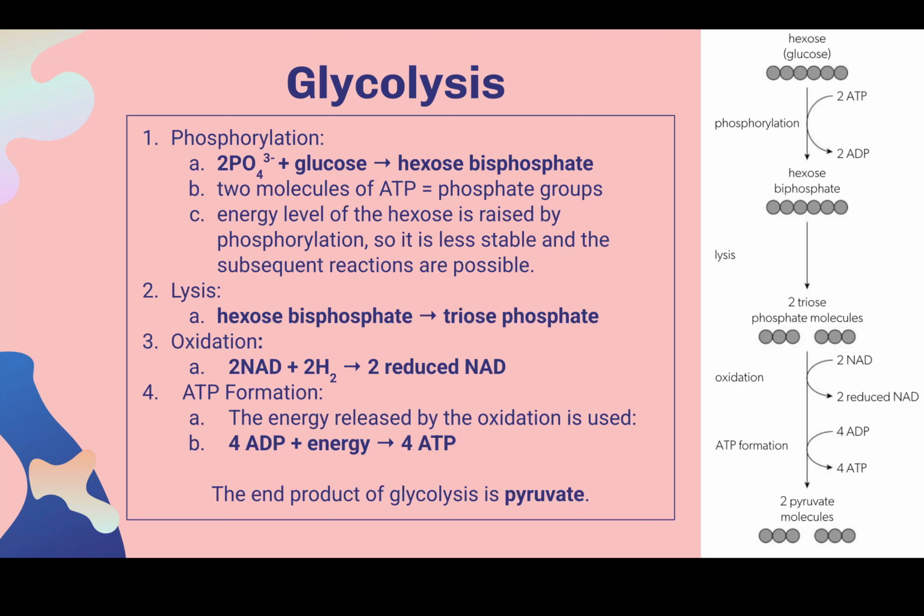So essentially what this does, like I talked about phosphorylation in the previous slide, is raise the energy level of the hexose, which makes it less chemically stable and therefore allows for the following reactions to happen. Without this step, it wouldn't be as easy, as glucose is a very stable molecule. It would not be as easy to break down. The 2 phosphate molecules get added to the glucose.